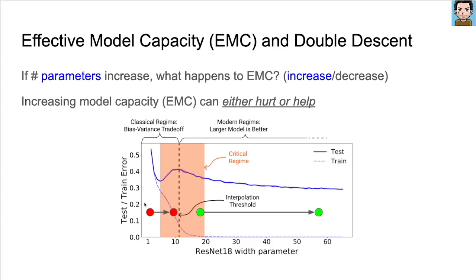If we move from the under-parameterized regime to the critical regime, the test error will increase. However, if we move from the critical regime to the over-parameterized regime, the test error will decrease. The main takeaway from this figure is that more parameters can either hurt or help your model. It really depends on which regime your model is in. Is your model in the classical regime or is it in the over-parameterized regime?